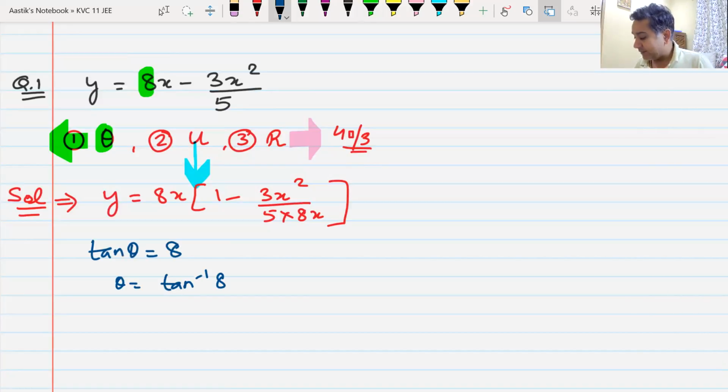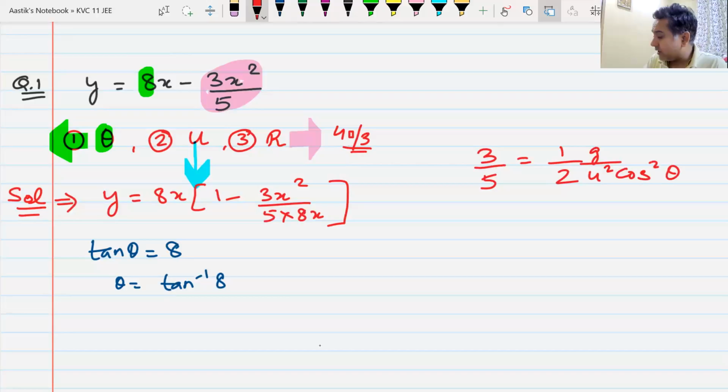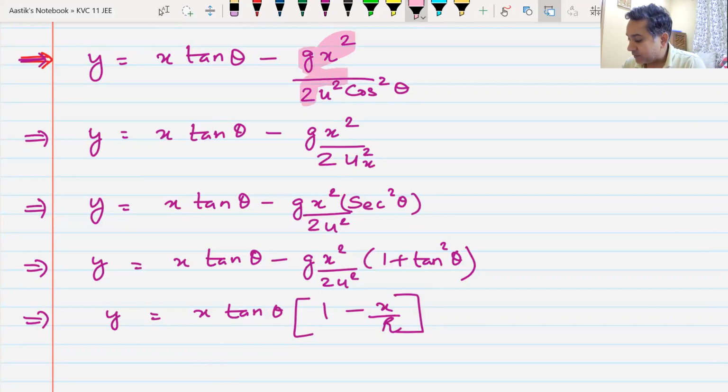Now I am left with this u. So now I look at this part of the equation. 3 by 5, I have 3 by 5. Now this 3 by 5 should be equal to half g divided by u square cos square theta. Yes or no? Comparing it with the equation that we have already done. Which equation am I talking about? Here I am talking about this equation. Yes or no? This part I am comparing.